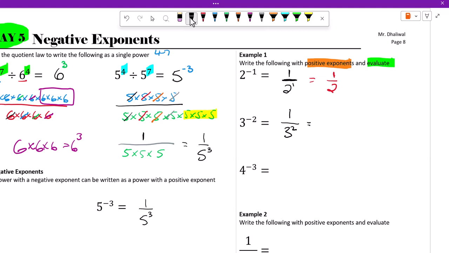Now if you want to evaluate this, the 1 is a number already, so 3 to the exponent 2, what number is that? It's 9. 3 times 3, 9. So that's you evaluating it. Okay? So I think you guys got that. Okay, so let's skip the next one, so you have more time for your assignment.